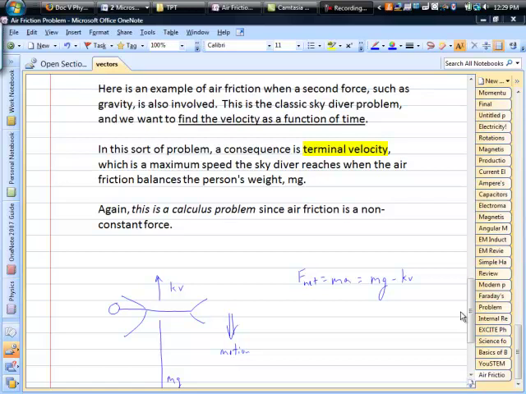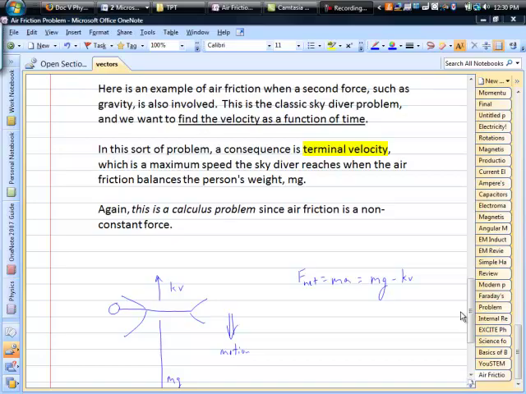And we are back once more. And we're doing some more air friction. This is a slightly more complicated example of air friction when you have multiple forces involved. And the classic one that you see is a skydiver, anything that falls through the air.